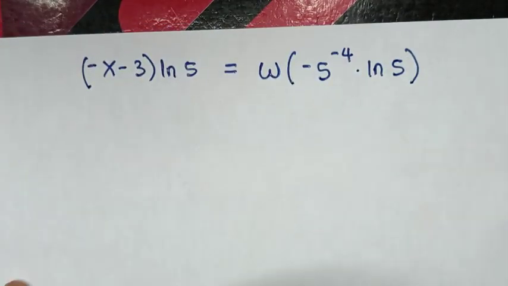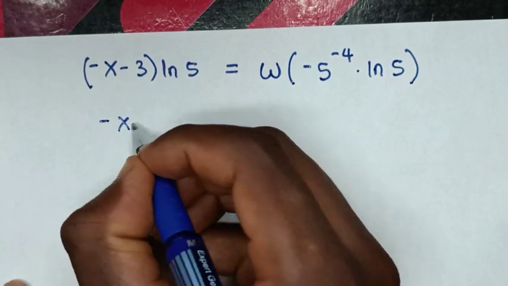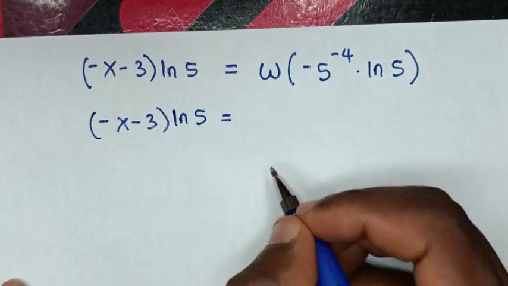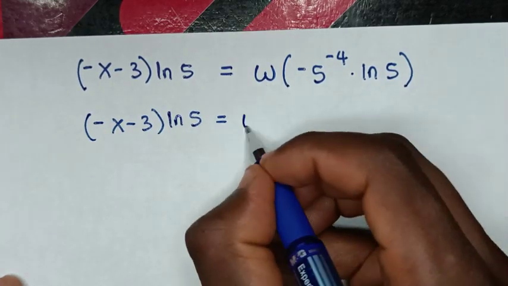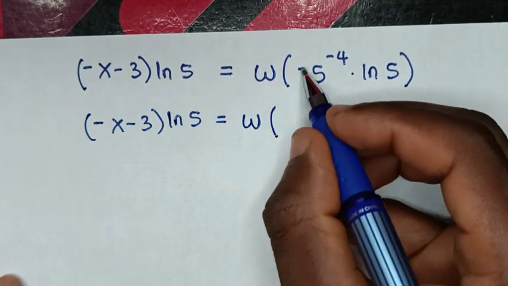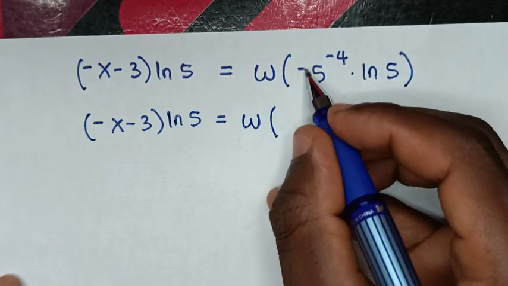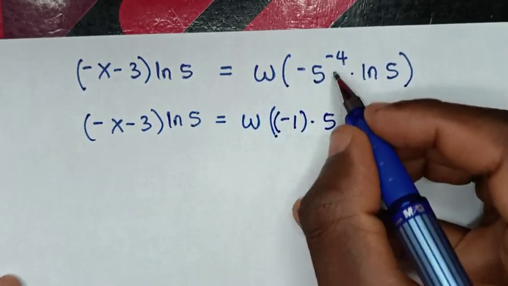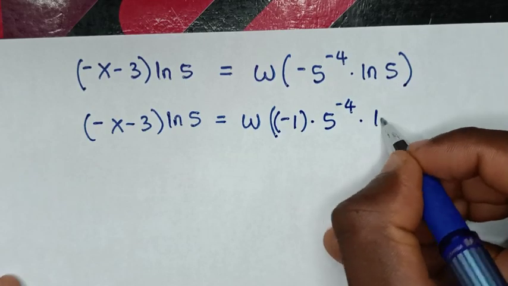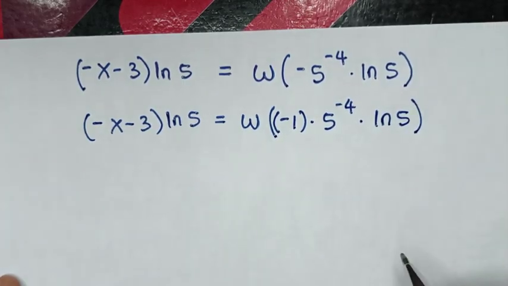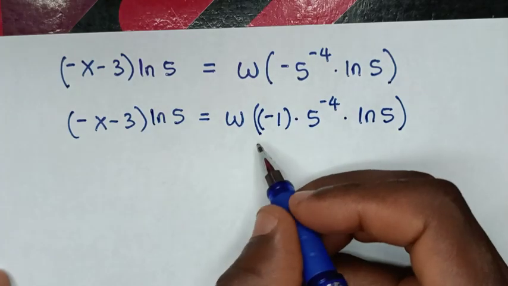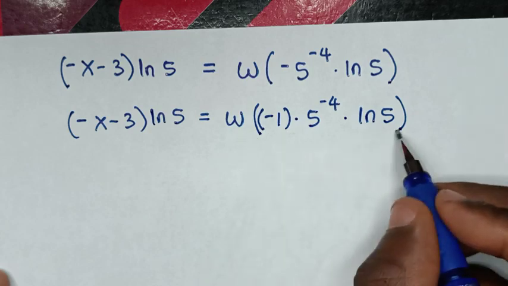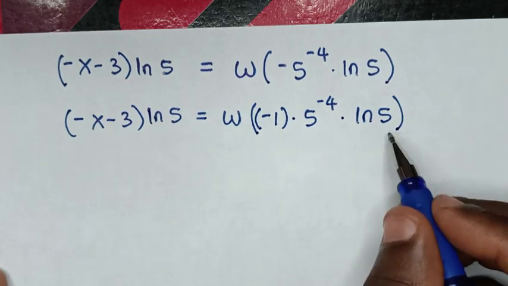Then it will be (-x - 3)(ln 5) is equal to W of, we take the negative out of the bracket, so negative itself, it will be (-1) times 5 to the power of -4 times ln 5. So in here we already deal with this, now we're going to deal with this to apply the W function.